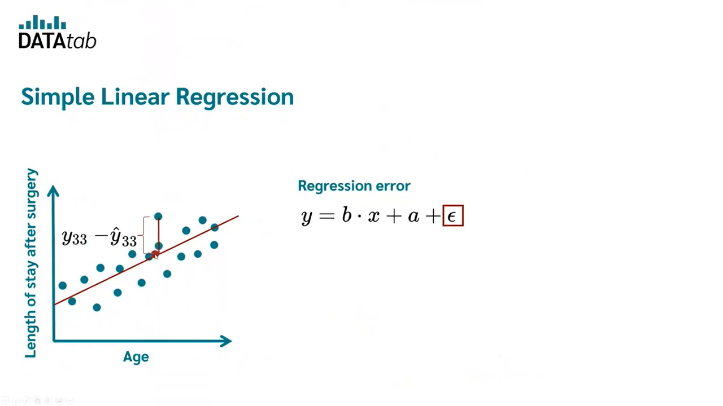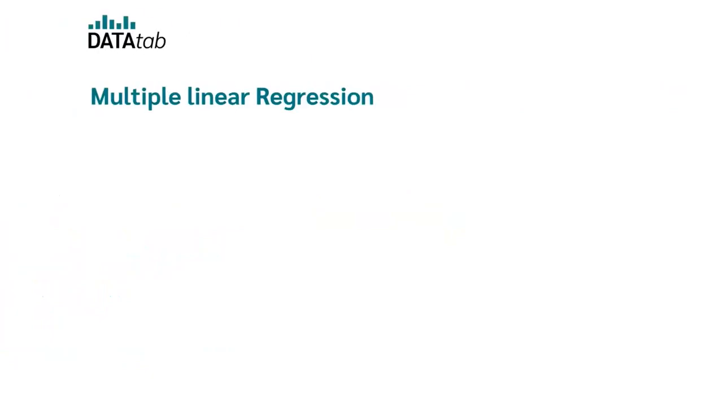Let's say we estimate the length of stay after surgery of a person who is 33 years old. Our model tells us that the person stays in the hospital for 5.82 days, but in fact, he or she stays in the hospital for 7 days. Then the difference between the estimated value and the true value is our error, and exactly the error epsilon. Now you have a good overview of what a simple linear regression is, and we proceed with the multiple linear regression now.